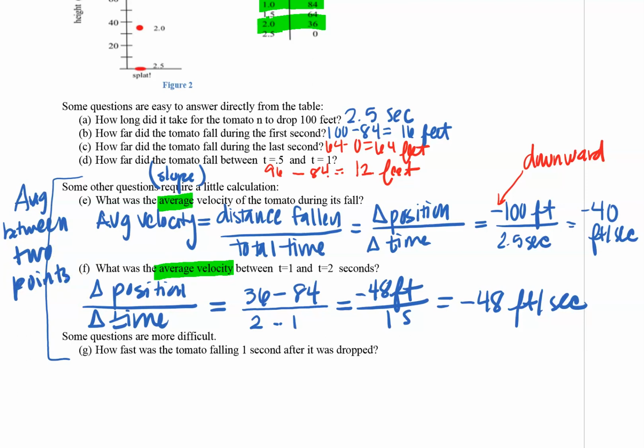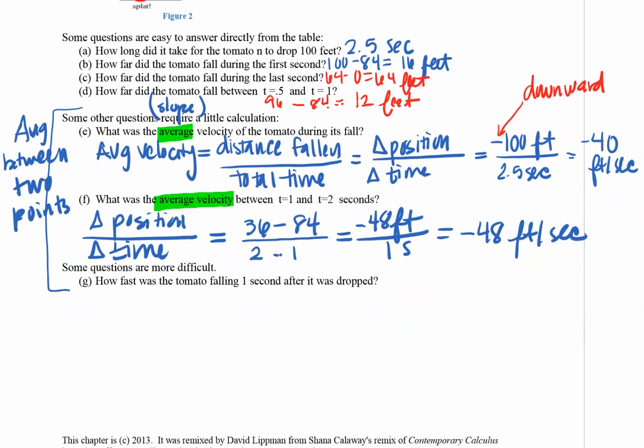things that you did in other courses. Now, some questions that are a little bit more difficult would be, how fast was the tomato falling 1 second after it dropped? When you look at this question, you'll notice that this is a little bit different. We're looking at an instant in time. We're not looking at an average over the whole fall. We're not looking at an average over just between t equals 1 and t equals 2. We're looking at an instant in time.